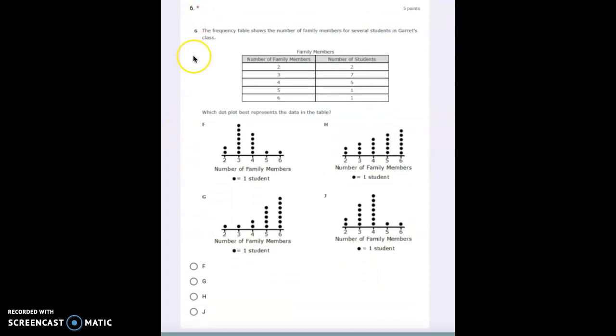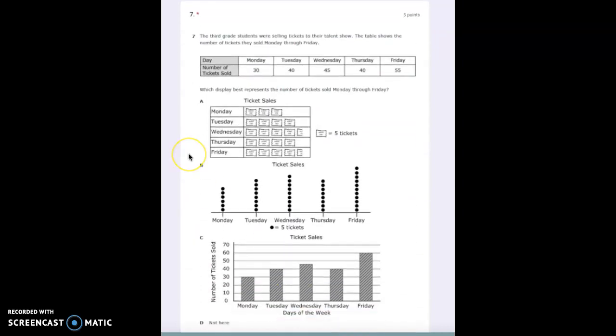Number 6. The frequency table shows the number of family members for several students in Garrett's class. So family members, number of family members, number of students. 2, 3, 4, 5, 6, 2, 7, 5, 1, 1. Which dot plot represents the data in the table? F, G, H, or J? Pause and answer the question.